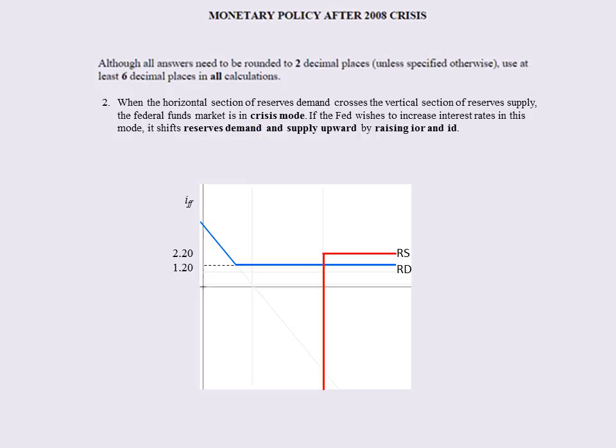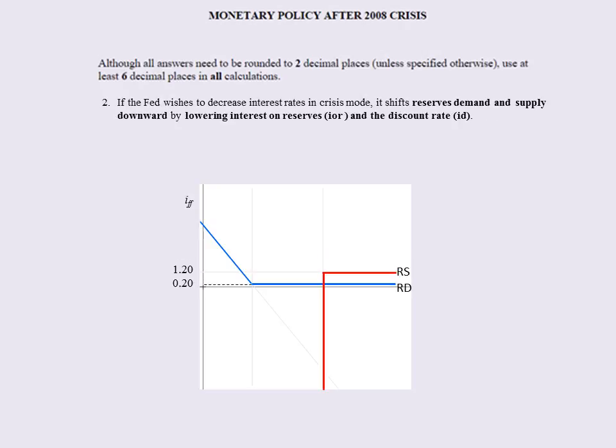In crisis mode, which is the case when kinked reserves demand crosses the vertical section of kinked reserve supply, the Fed can simply issue a dictate where interest on reserves and the discount rate are higher. Those dictates shift reserve supply and reserves demand upward. This does not affect the quantity of reserves in the banking system. Because it does not affect the quantity of reserves in the banking system, the quantity of money in the market for money is unchanged.